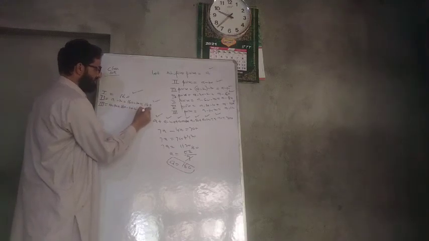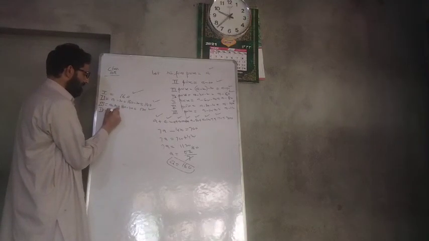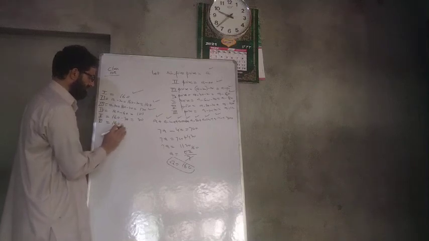Similarly, what is third prize? Third prize is A minus 40. So this is 160 minus 40. This is 120. This is third prize. Similarly, fourth prize is 160 minus 60. This is 100. And fifth prize is 160 minus 80. This is 80. And sixth prize is 160 minus 100.